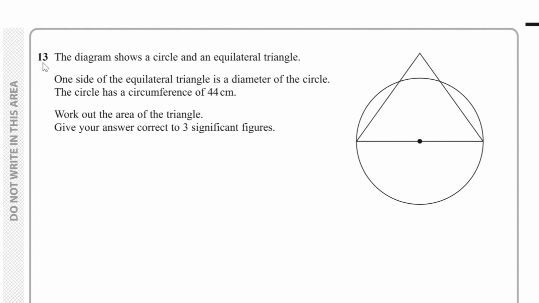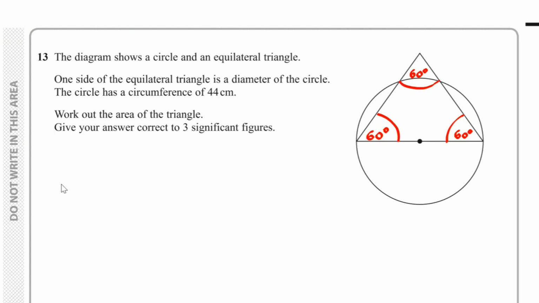Question number 13. The diagram shows a circle and an equilateral triangle. One side of the equilateral triangle is the diameter of the circle, and that's what we see here. And the circle has a circumference of 44 centimeters, and we have to work out the area of the triangle to 3 significant figures. But what do we know about an equilateral triangle? Each of the angles is the same. I've got 60 degrees for each of the angles.